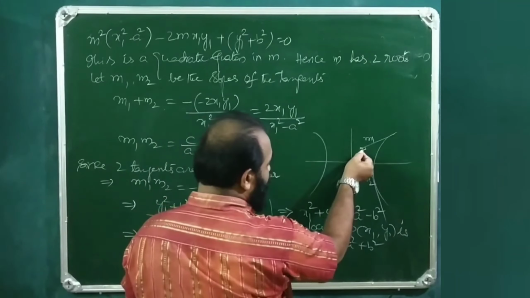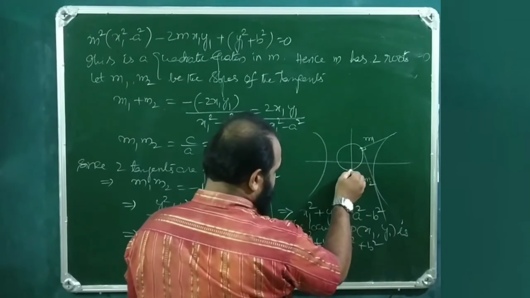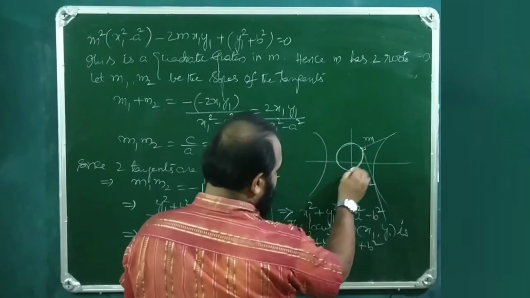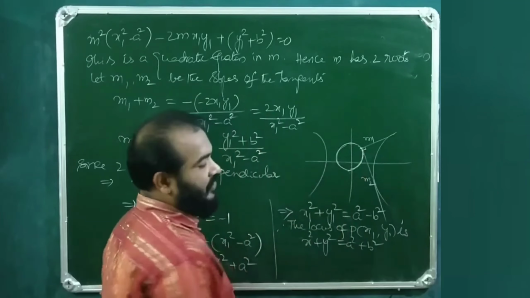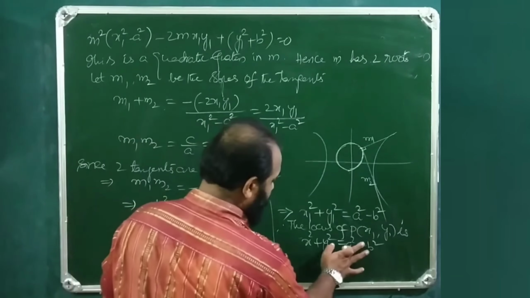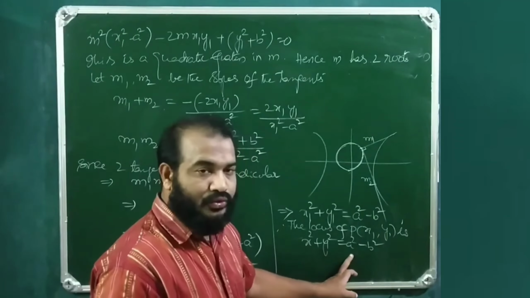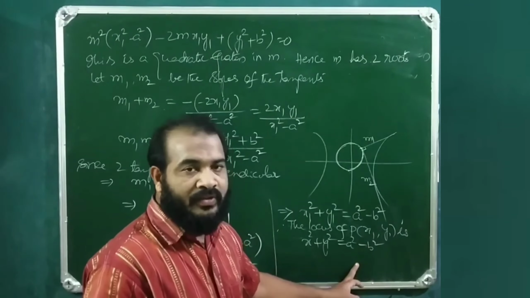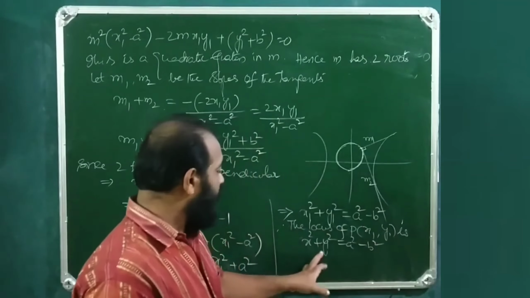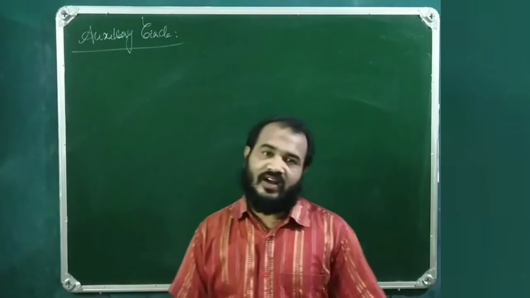All those points, if you join them, we will get a circle, and this circle is said to be the director circle. So x square plus y square equals a square minus b square represents the equation of the director circle to the hyperbola. For the ellipse it is x square plus y square equals a square plus b square. Now our next topic is the auxiliary circle.